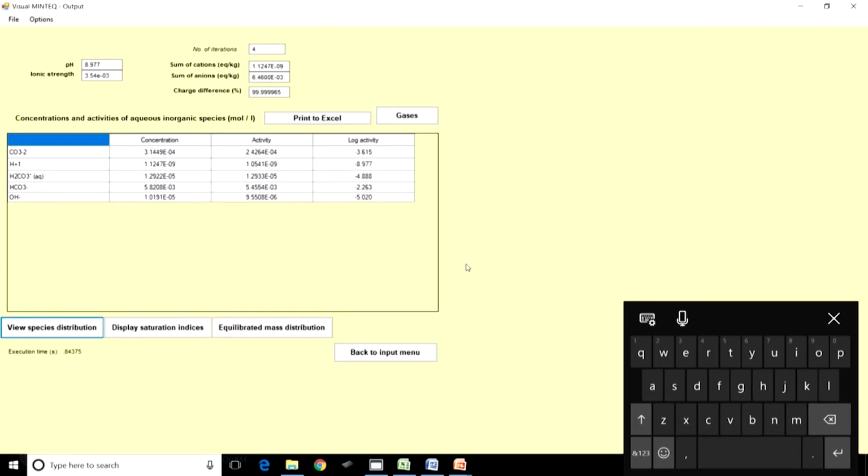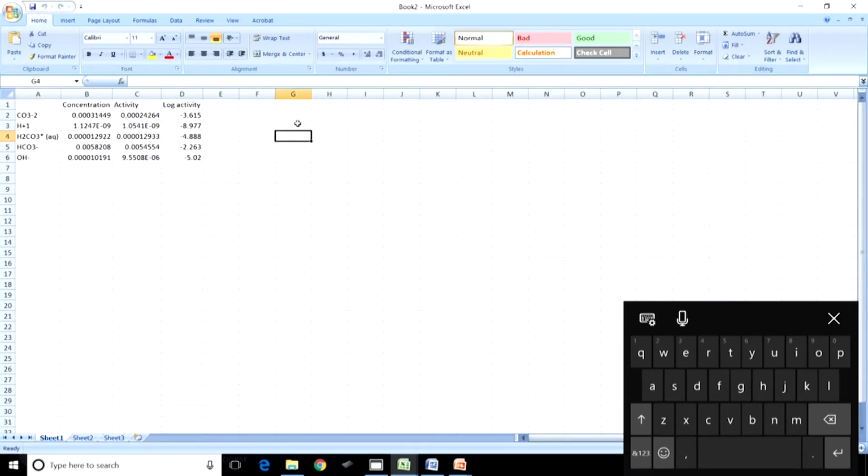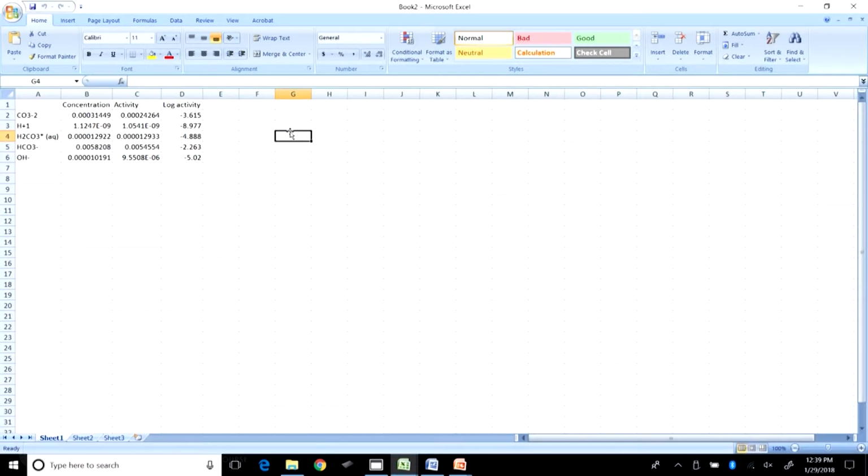So obviously again we are going to have that pH 8.98, right, because I decreased the partial pressure of CO2, or decreased the concentration of CO2 gas. So now I need to again calculate CO3 total and H total. So I am going to do that here. Let us go to print to Excel. Let us try to calculate CO3 total first.